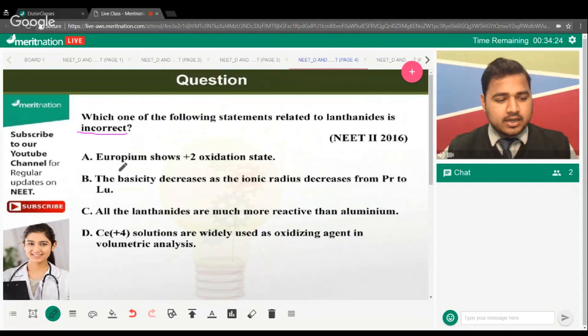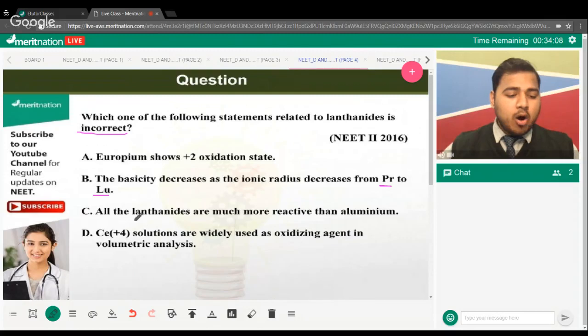Let's find out. Europium shows +2 oxidation state. That is absolutely fine, there is no doubt. The basicity decreases as the ionic radius decreases from praseodymium to lutetium. This is also a true statement. All the lanthanides are much more reactive than aluminium. Much more reactive than aluminium.